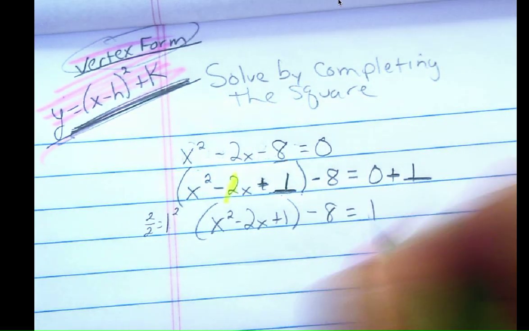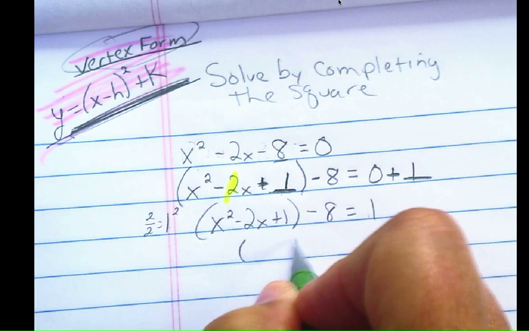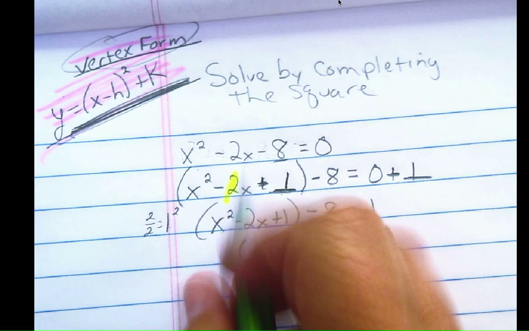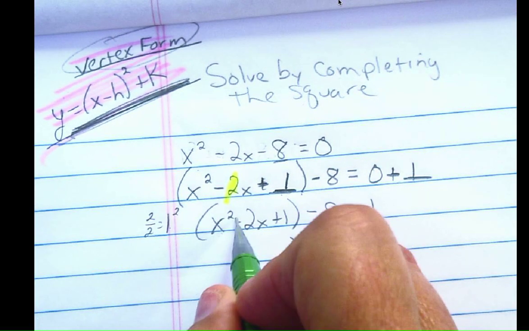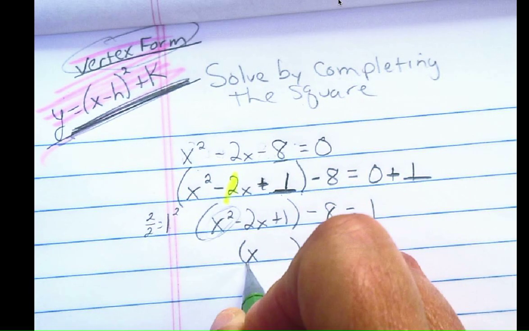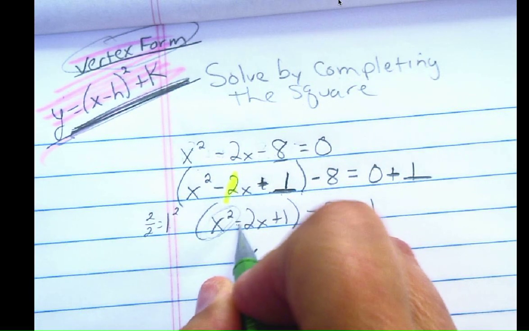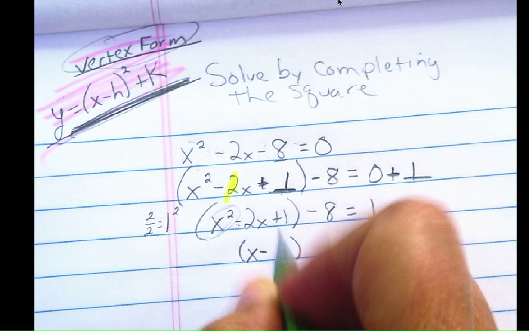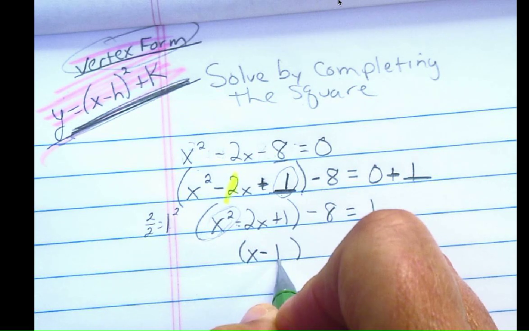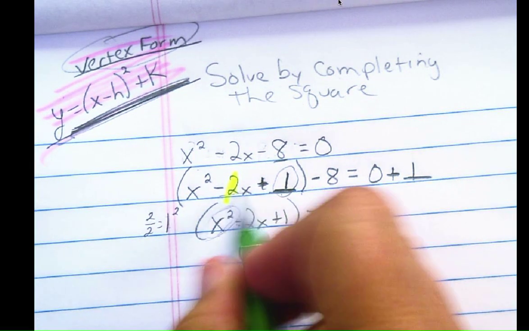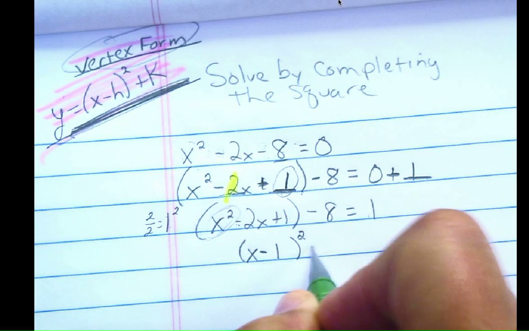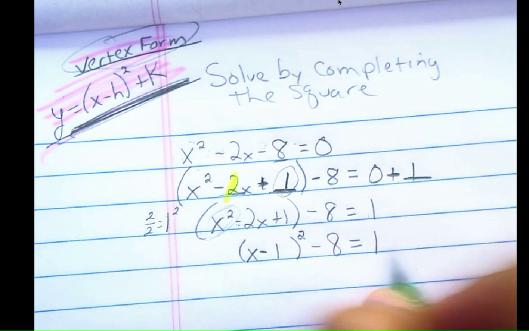0 plus 1. The reason you did that is because you want to factor. And you factor by taking the square root of x squared. In other words, if this variable is squared, you're just going to bring one of them down. Then you bring whatever sign is next. In this case, it's a minus. And what is the square root of 1? 1. It's actually half of your b. That number is going to go here, and you square that quantity. Then I have minus 8 equals 1.